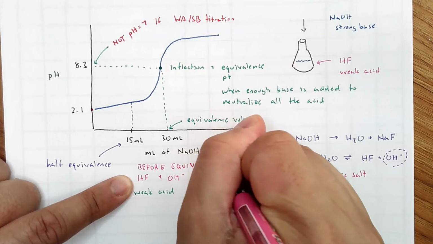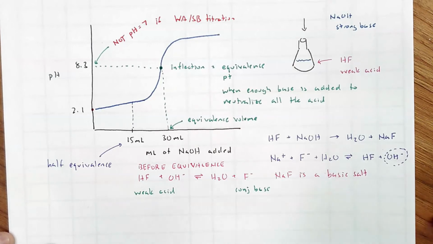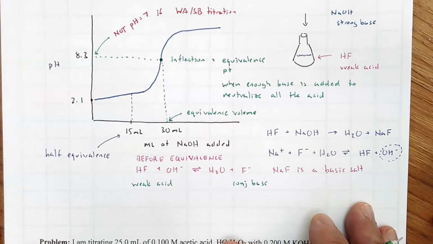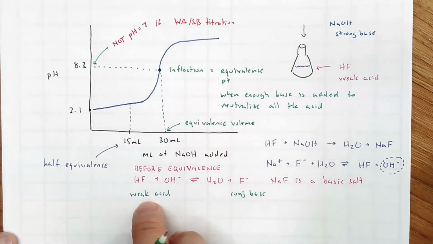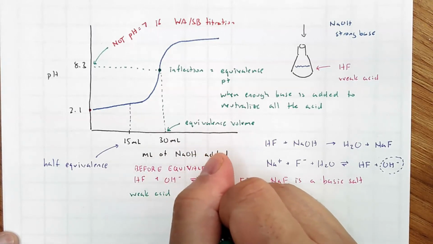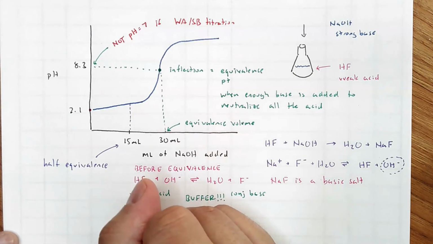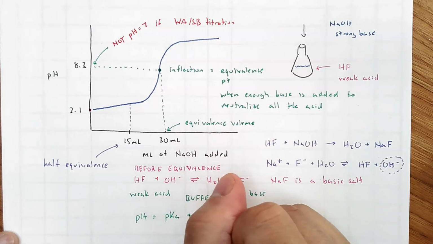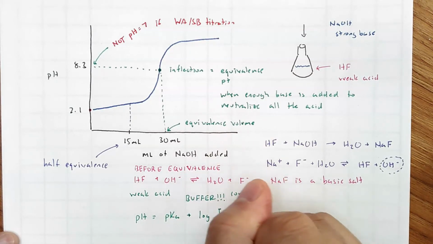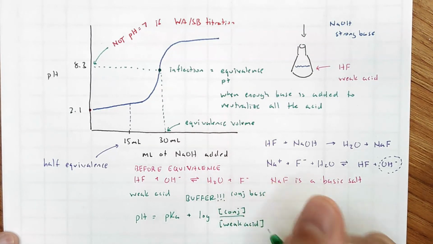Equivalence. So now you have a mixture of weak acid and conjugate base. Henderson Hasselbalch. Okay. Because remember, Henderson Hasselbalch is used to calculate the pH of a buffer. This is a buffer. And Henderson Hasselbalch is this: pH equals pKa plus log of the conjugate base over the weak acid in the denominator. We've seen this before.